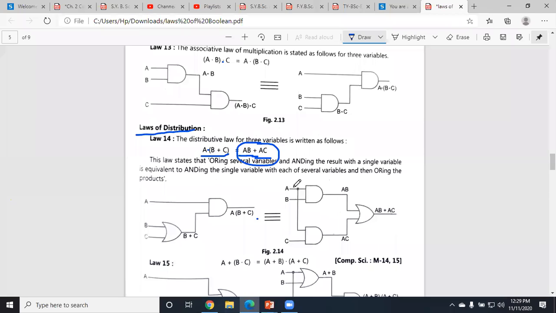Input to that AND gate will be A and B. Correct. Output of that AND gate will be AB. Multiplication. Simple. Yes, ma'am. Now, what is the next term I have to implement? AC. Again, which gate? AND gate. See here, AND gate is there. What is the input to that AND gate? A and C. But I already use A.